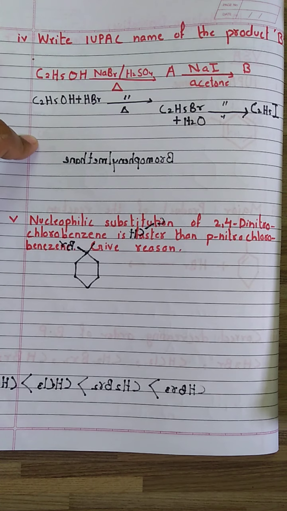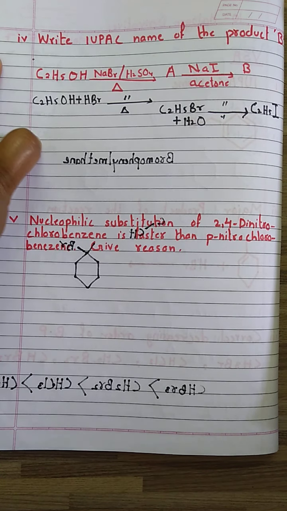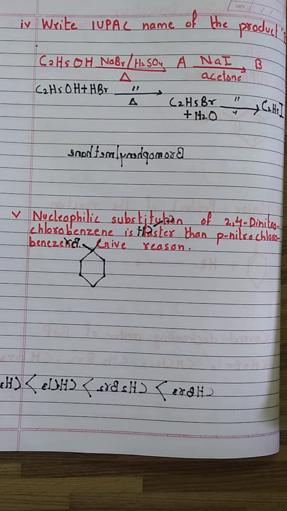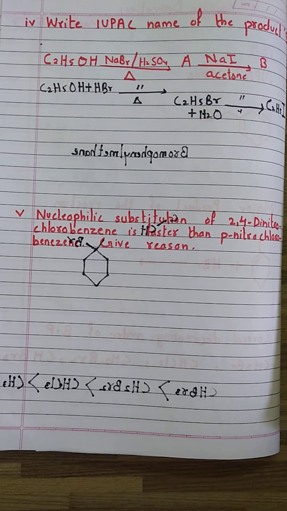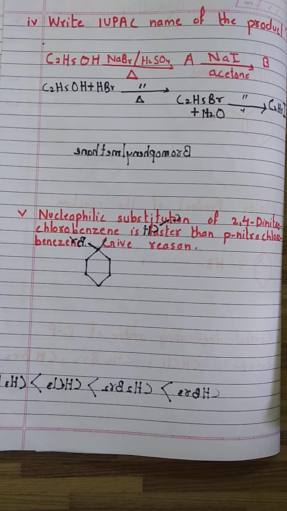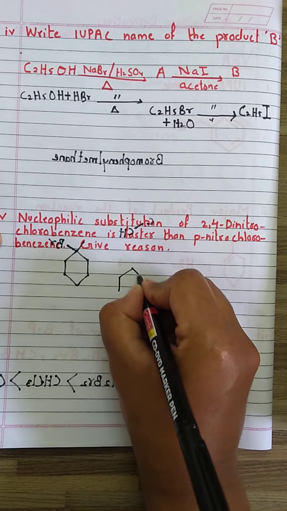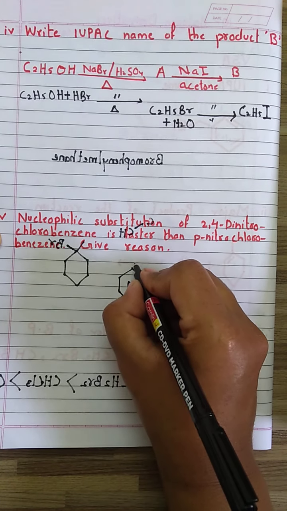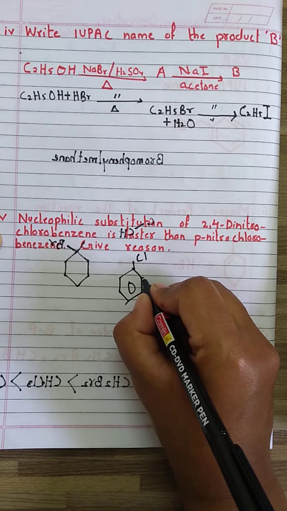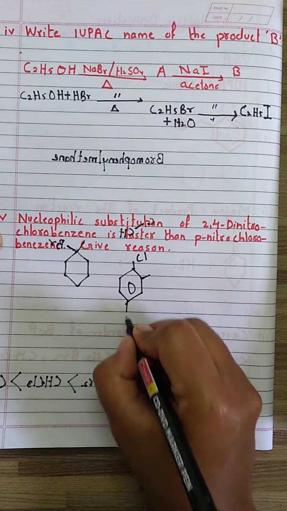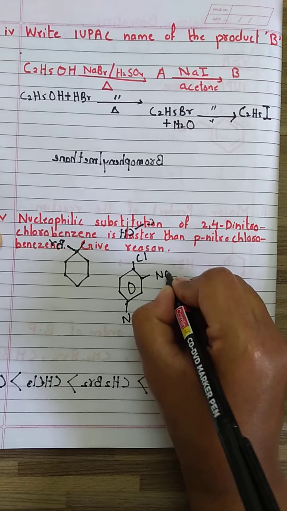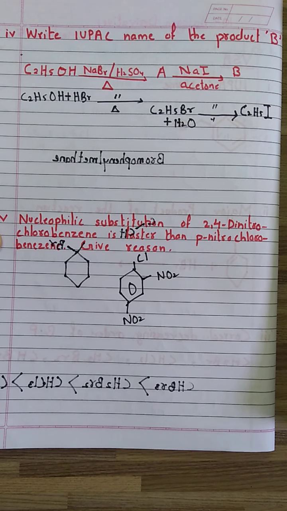Now when any electron withdrawing group is present at ortho and para position, that less reactivity of that ring can be lessened by the presence of electron withdrawing group at ortho or para position. So in case of 2,4-dinitrochlorobenzene, the structure I am going to make, this is your chlorobenzene and this is your 2,4-dinitrochlorobenzene. Here you can see that a nitro group, which is an electron withdrawing group, is present at ortho as well as para position.